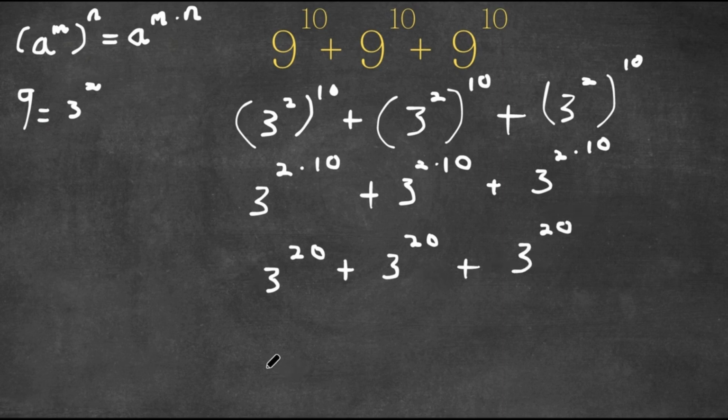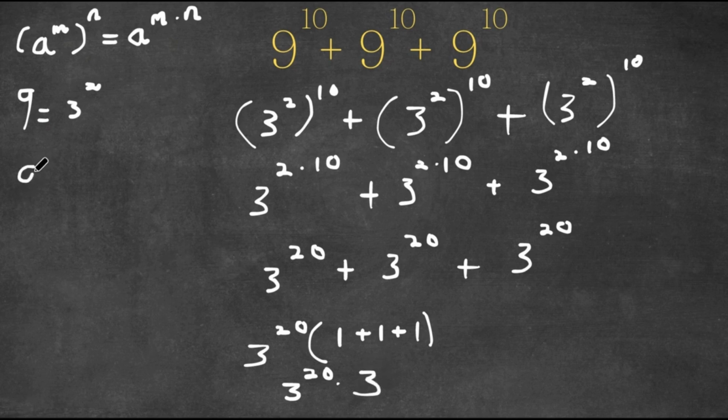And now if we factor out 3 to the power of 20 from this, we get 3 to the power of 20 times, 3 to the power of 20 divided by 3 to the power of 20 is 1, and same goes for the other two. So now we have 3 to the power of 20 times 1 plus 1 plus 1, and 1 plus 1 plus 1 is 3. So now we have 3 to the power of 20 times 3.